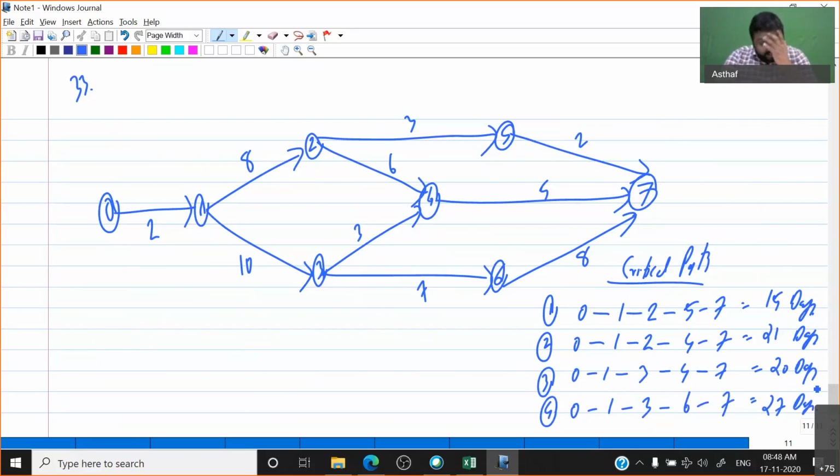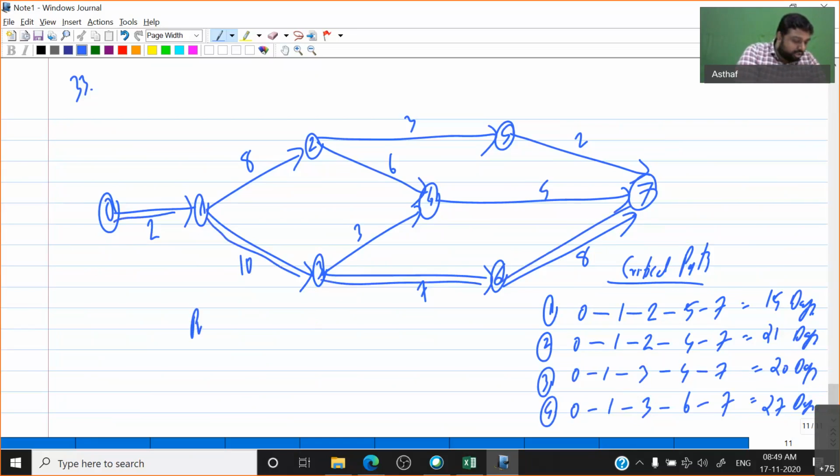So which is the highest days? Highest days, you are correct, my dears, is 27 days. So this will be the critical path we can develop.